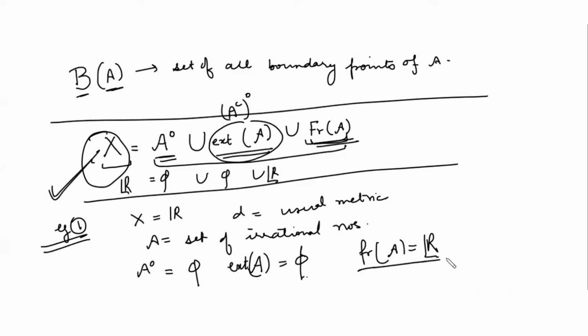Now what are the boundary points? What are the boundary points of A? Those frontier points which are also members of A. So what will be the boundary points of A? R. Why? Because all are members. Oh, the set of irrational numbers. Yes, it will be the set of irrational numbers.